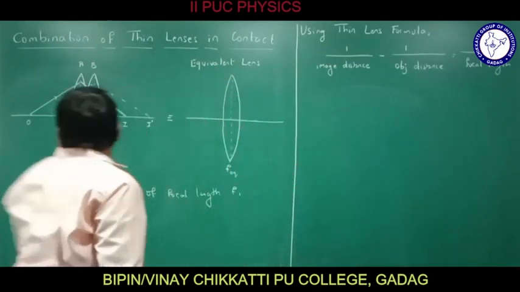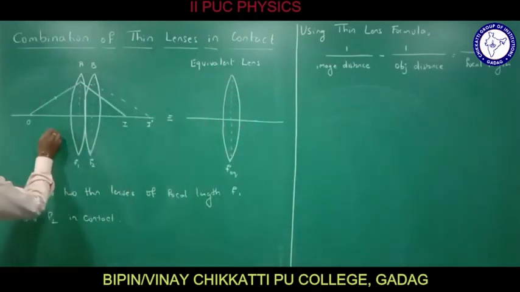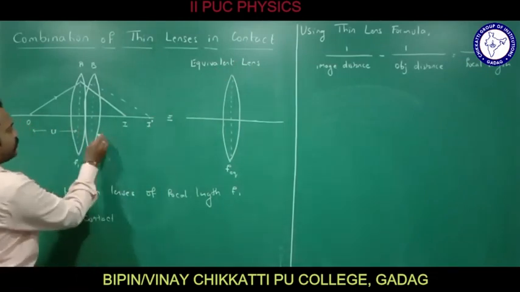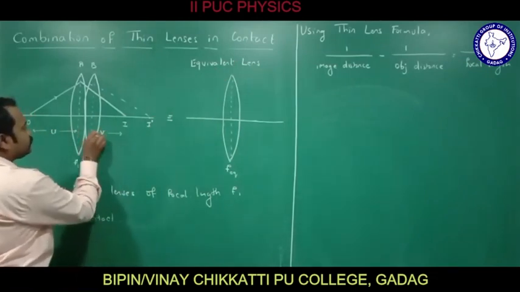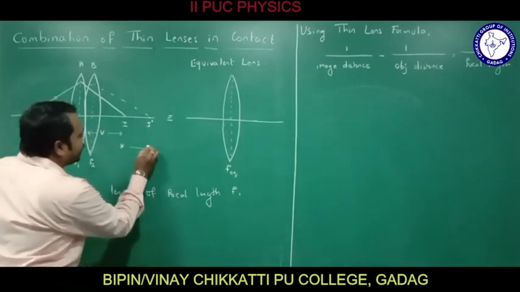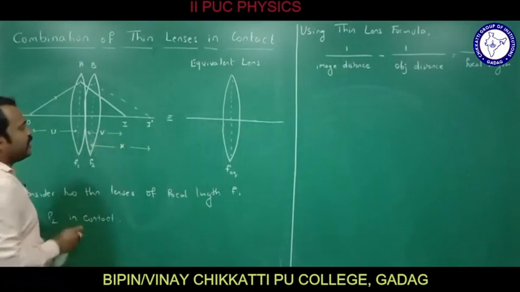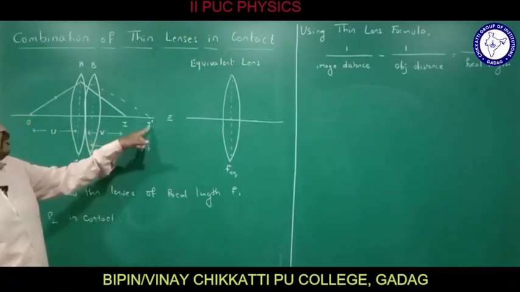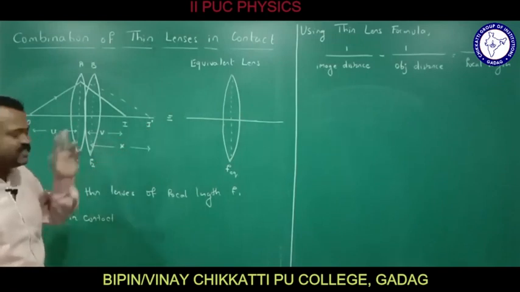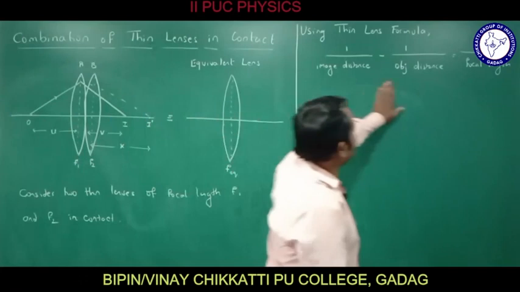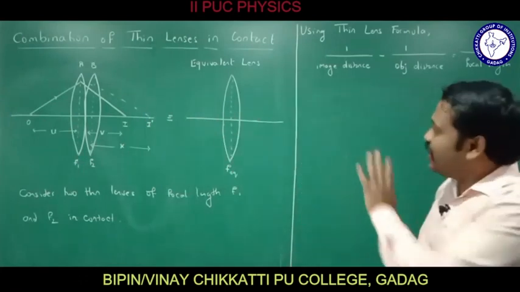Then if I am taking this distance, which distance is it? Object distance. Shall I call it U? What is this here? That is the image distance. Shall we take it like this? Then what is I dash? Let me take it as X, which I had already taken. This is the image of the first lens, so let me take the distance here as X.